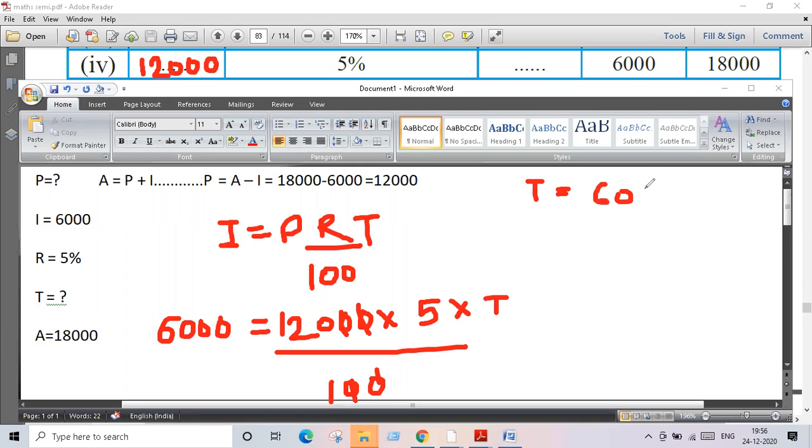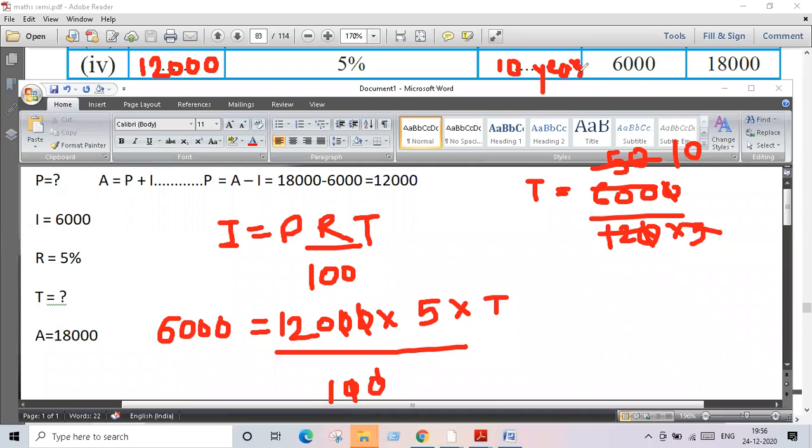T is equal to 6,000 divided by 12 into 120 into 5. So the zero is gone. 5 times 5 is 50 and 5 times 2 is 10. So here it is 10 years.